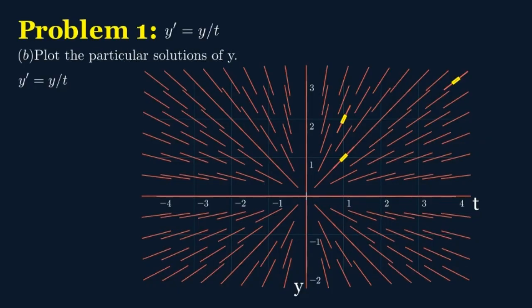Now we will plot the particular solutions of y. The general solution can be written as y equals ct, where c is a constant. Let's plot these solution curves for different values of c.